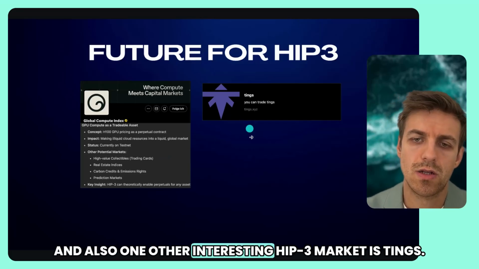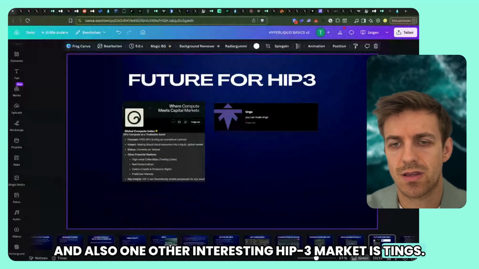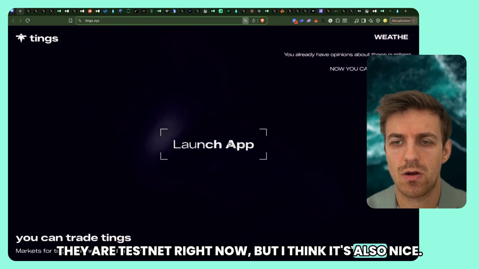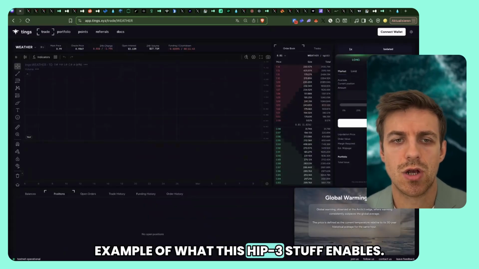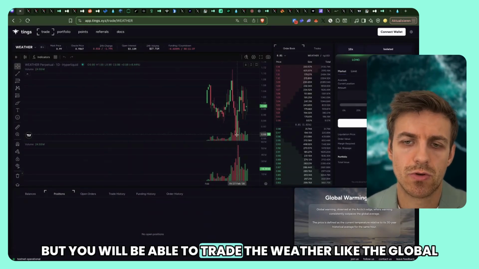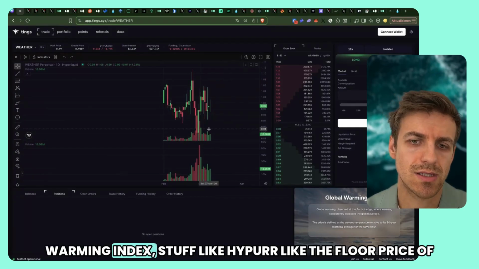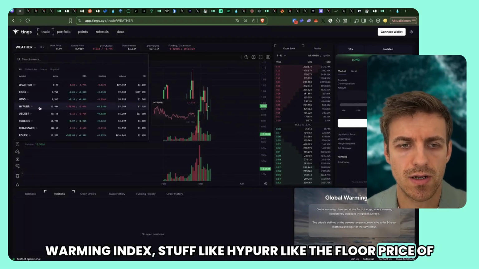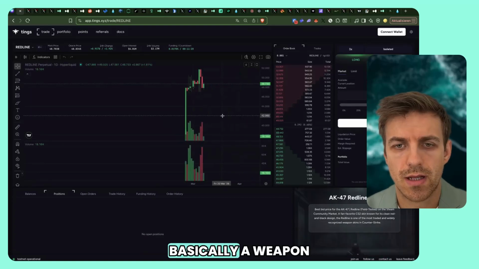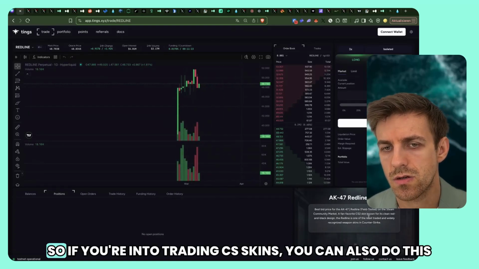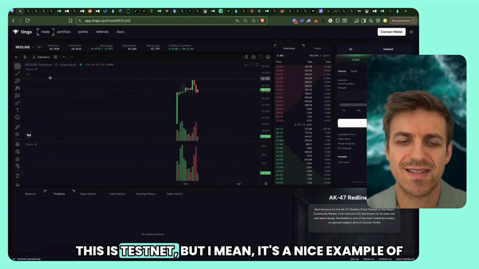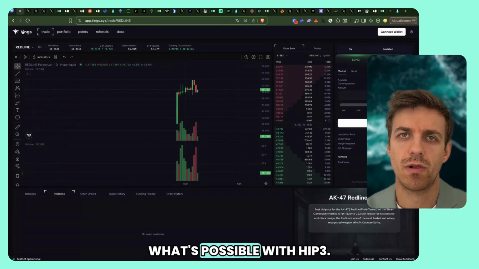And one other interesting market is things.xyz. They are on testnet right now, but I think it's also a nice example of what this HIP-3 stuff enables. This is testnet only, but you will be able to trade the weather, like the global warming index, stuff like the floor price of the Hyper NFT, and here the red line is basically a weapon skin for CS2. So if you're into trading CS skins, you can also do this with a HIP-3 market. This is testnet, but it's a nice example of what's possible with HIP-3.